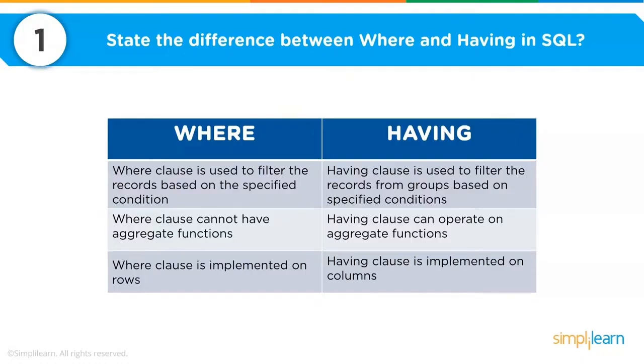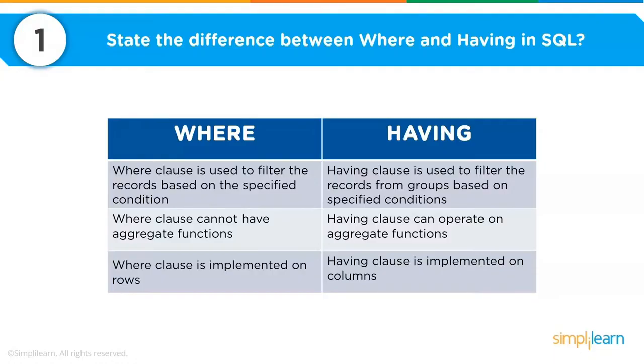Now where clause is implemented on rows or at row level. So for each row of data, you have the where condition applied. Now having clauses are implemented on columns. So for each column of data, you have the having condition applied.